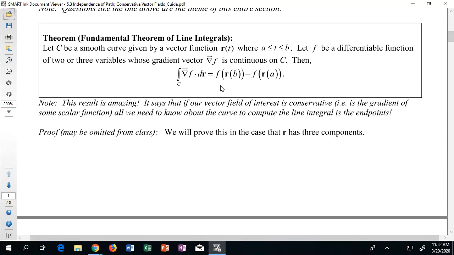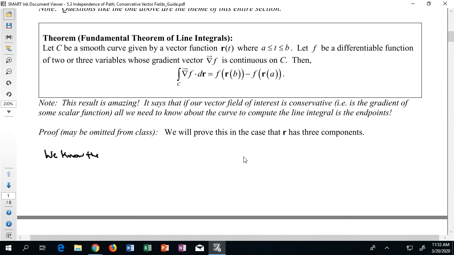We're actually going to go through here and try to at least give a super rough idea of where this concept comes from. So we'll go through justification here if you're interested. We'll prove not every possible case, but we'll prove in the case where r, our vector function, has 3 components. So here's what we know.